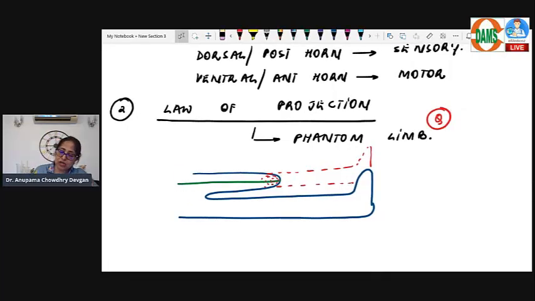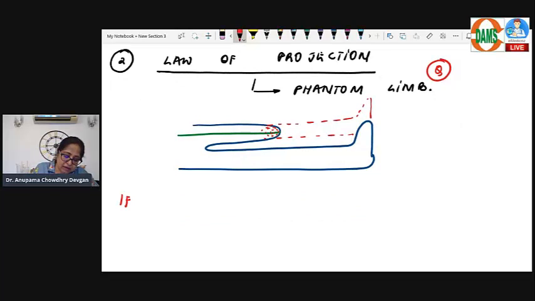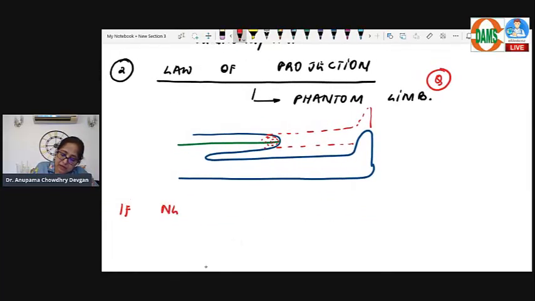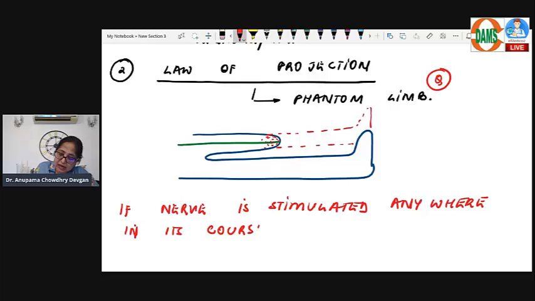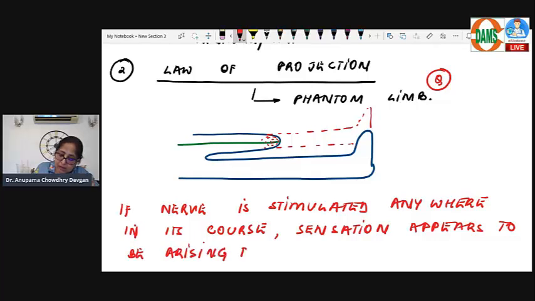What is law of projection? Law of projection states that if a nerve is stimulated anywhere in its course, sensation appears to be arising from the site of receptor.